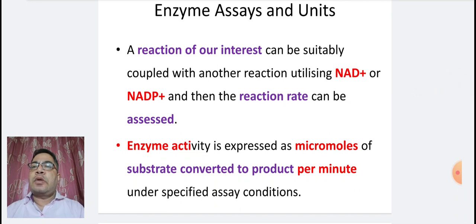The reaction of our interest can be suitably coupled with another reaction utilizing NAD+ or NADP+, and then the reaction rate can be assessed. Enzyme activity is expressed as micromole of substrate converted to product per minute under specific assay conditions.